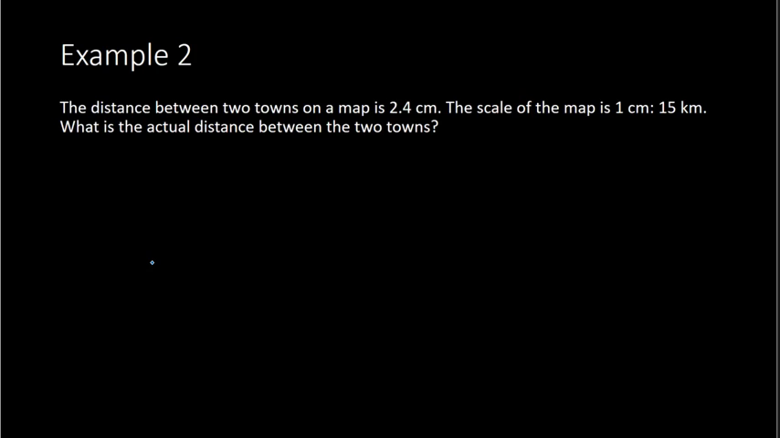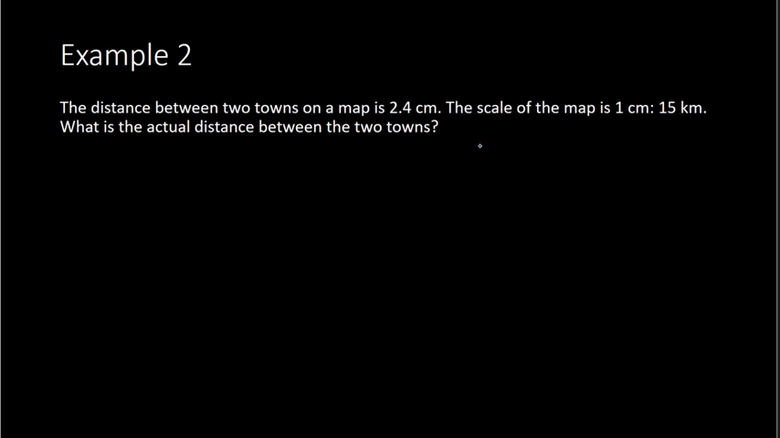Example 2. We can use the scale, once we have determined it, to then calculate maybe the actual distance or the distance that something should be on the map from each other. So for example, here the distance between two towns on a map is 2.4 centimeters. And the scale of the map is 1 centimeter to 15 kilometers. What is the actual distance between the two towns?